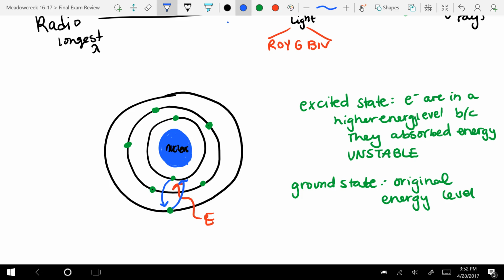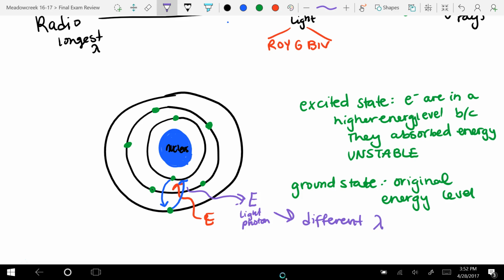But when it goes back to its ground state, it is going to release energy in the form of light, or a photon. Now this light is emitted at different wavelengths. Remember, the upside down Y is a symbol for wavelengths. And because they are different wavelengths, we see different colors. You're like, what? This is crazy. Yeah, this is how neon lights happen.